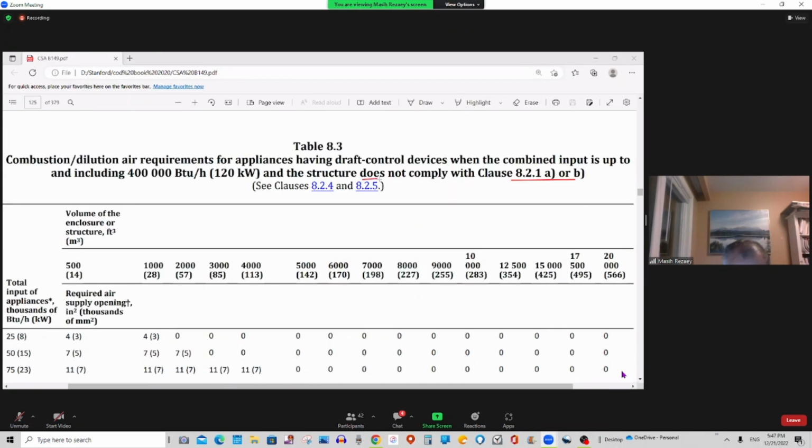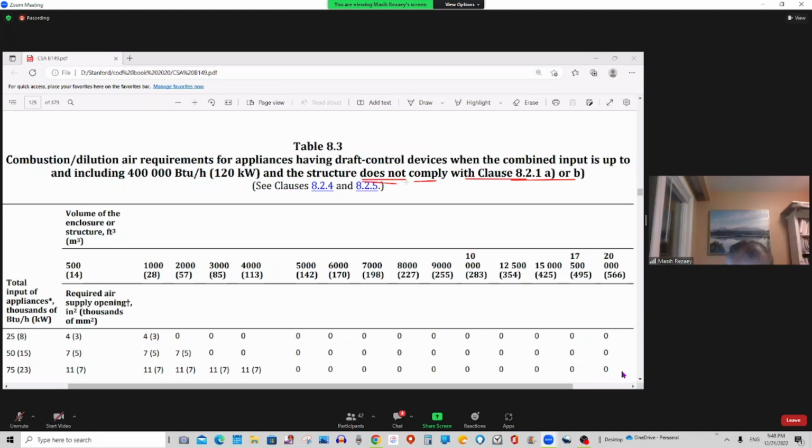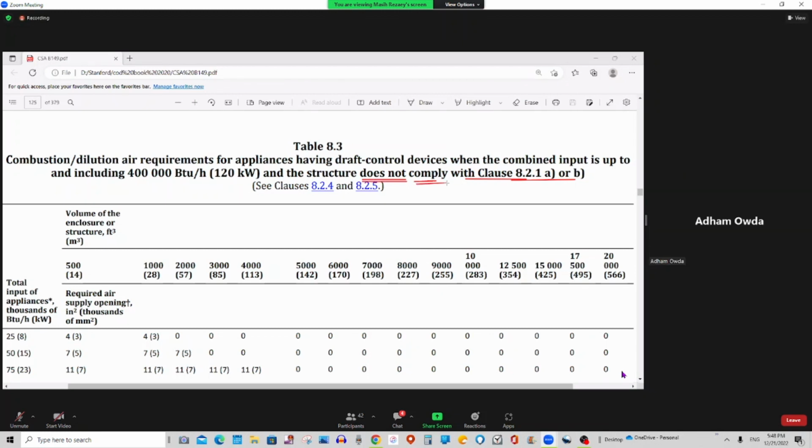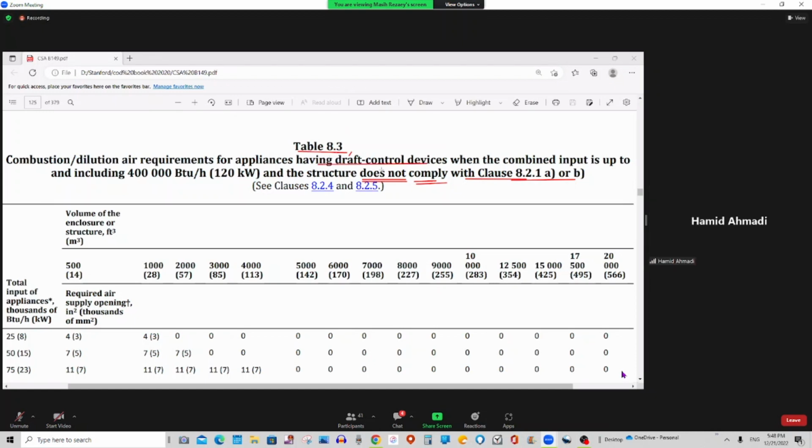Look at here. It said do not comply with clause number 8.2.1 A and B. If it complies, it's a tight house. Do not comply means it's a loose house. When it's a loose house, you go to table 8.3 and 8.4. Table 8.3 is with regard to draft control. So this question was for draft control. Let me go to the next, please.